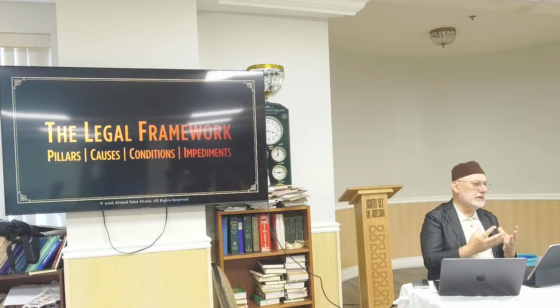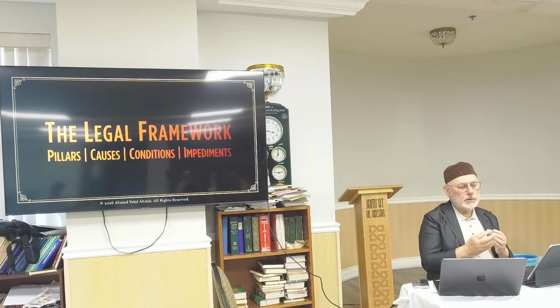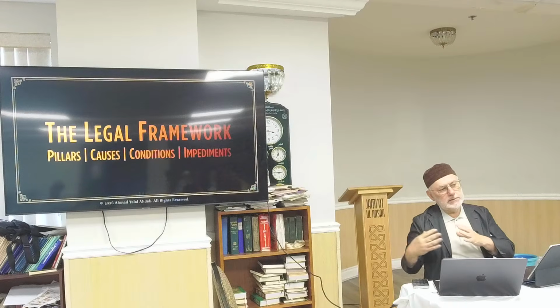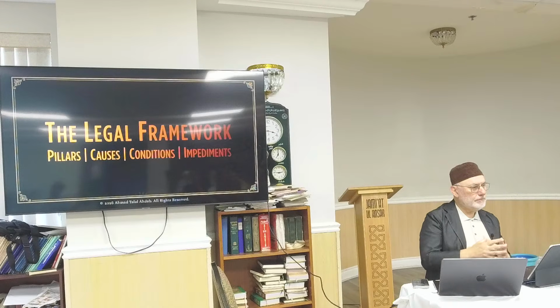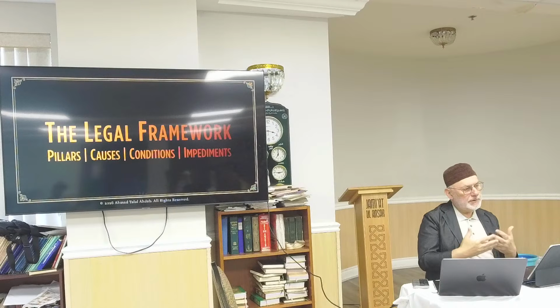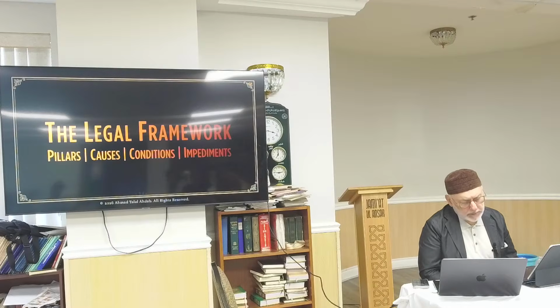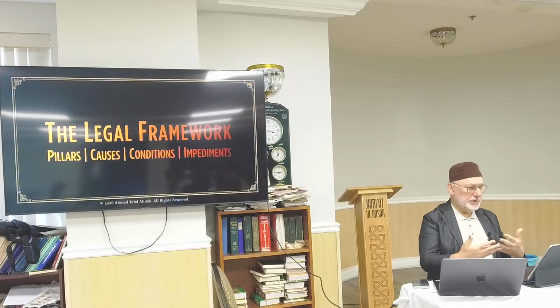So the pillars, the arkan, are the inner components. They're part of the mahiyya. The conditions are components, but they're outside the mahiyya. There are prerequisites. And causes is the cause of inheritance. Why does this person inherit? And impediments. Sometimes there's an impediment to inheritance.